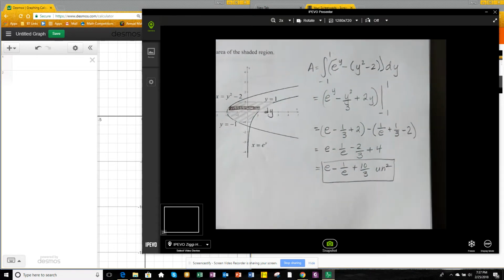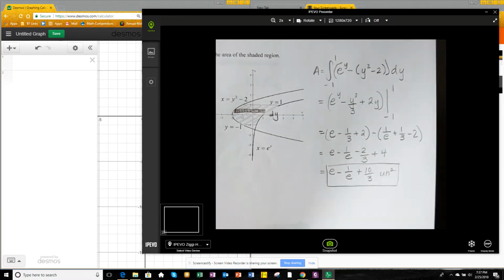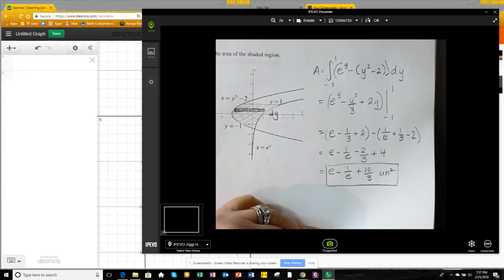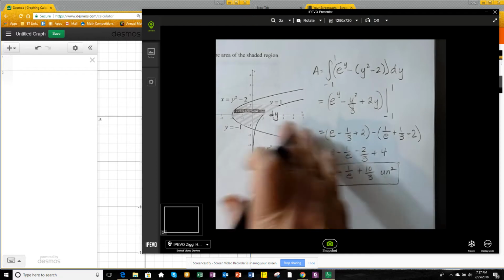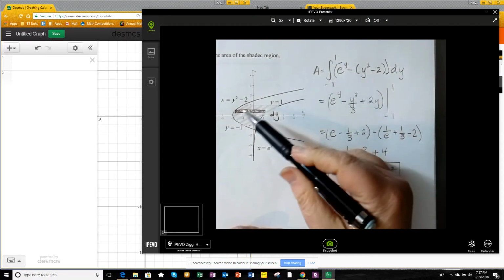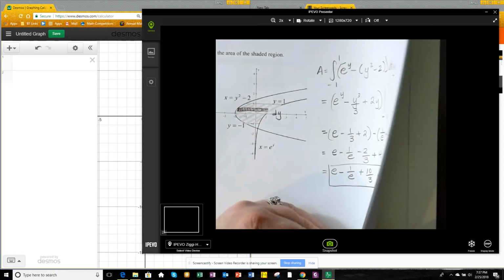It's a lovely number for an area, but that's how you do it. And then when you're integrating with respect to y, it's always right minus left because the higher x values are on the right and the lower x values are on the left.